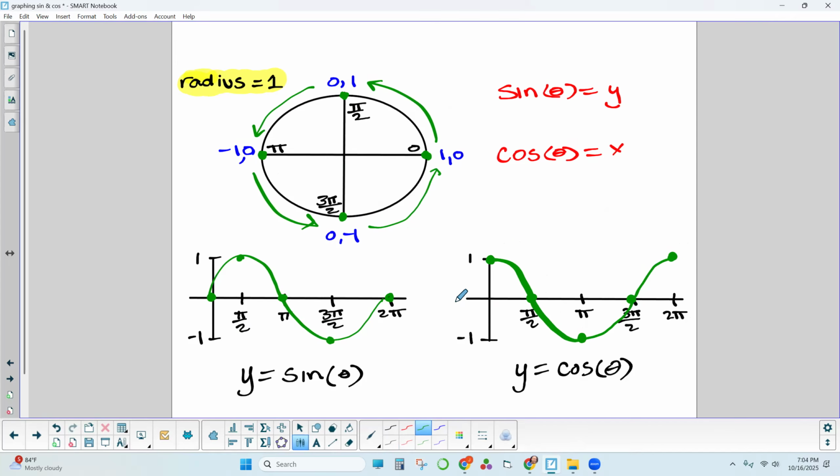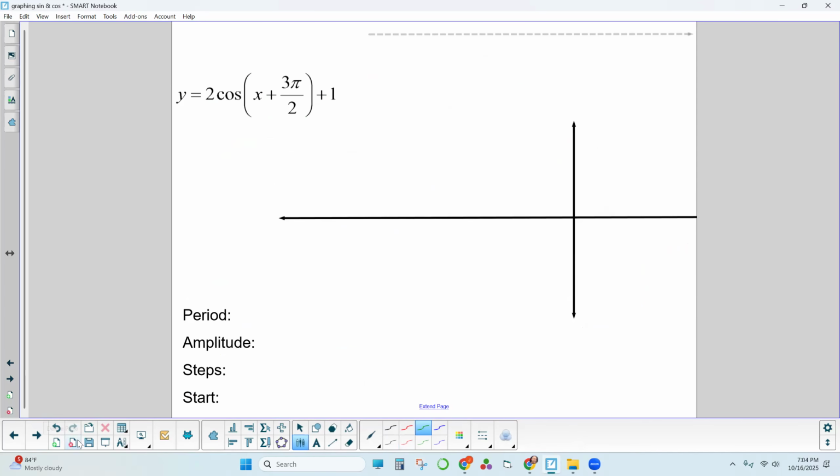So now we will look at some transformations and we'll talk about that. So for our first example, we have a cosine function. And what I like to do is I have my students collect some information first before we move to the graph. That is the period, the amplitude, the steps, and the start.